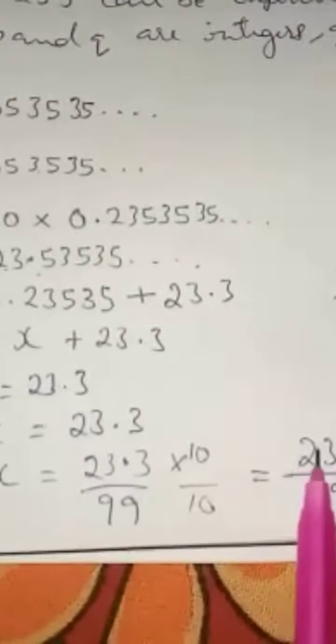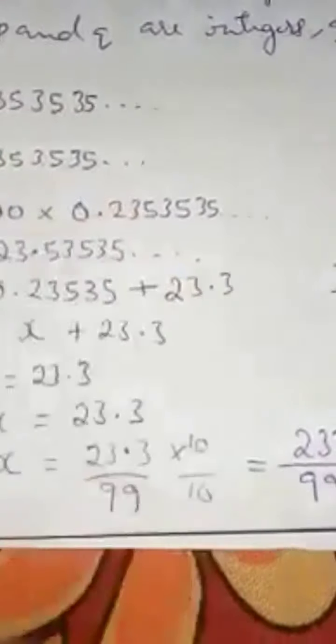So if you divide 233 by 990, you will get 0.2353535. So this is the fraction form of 0.235 bar.